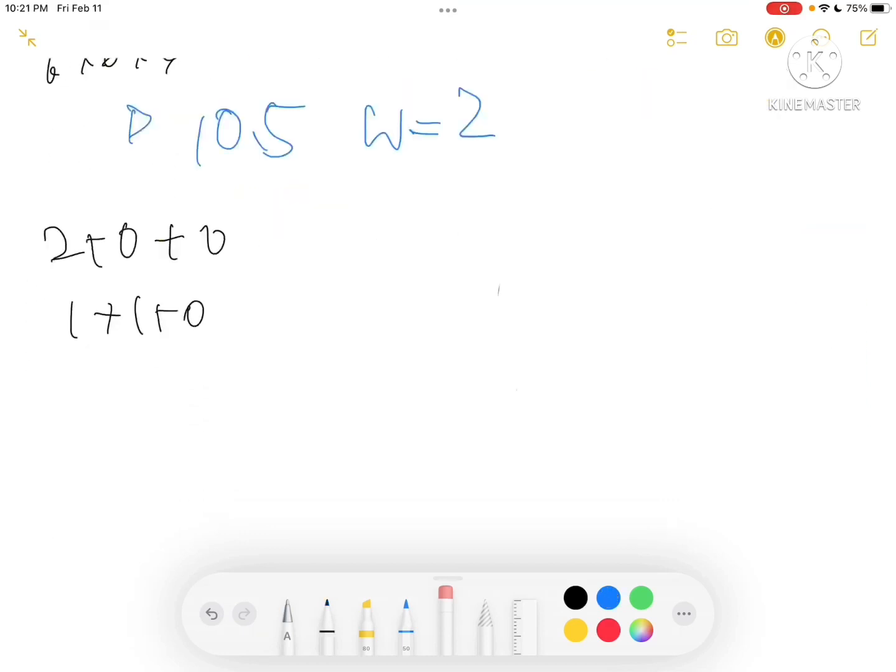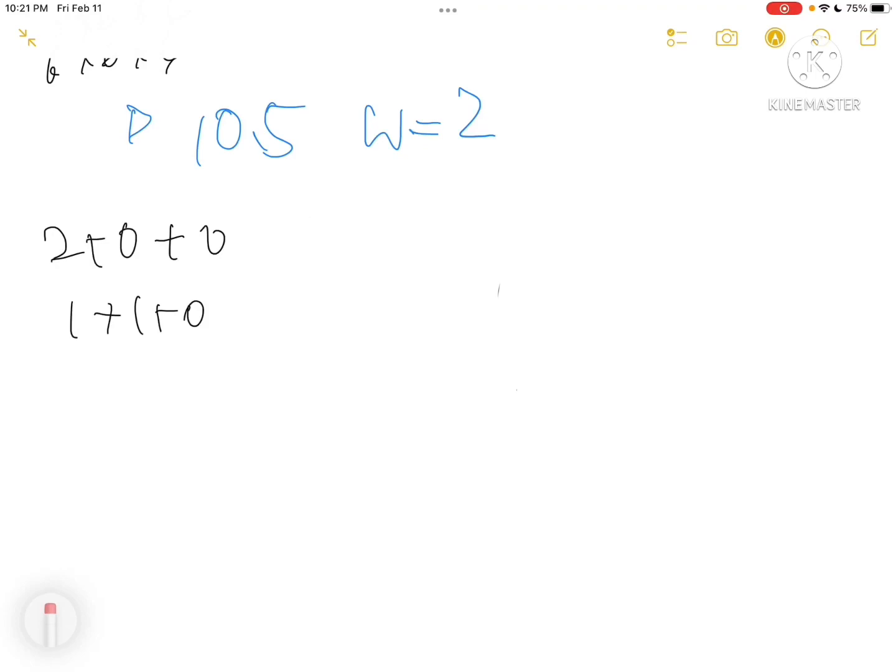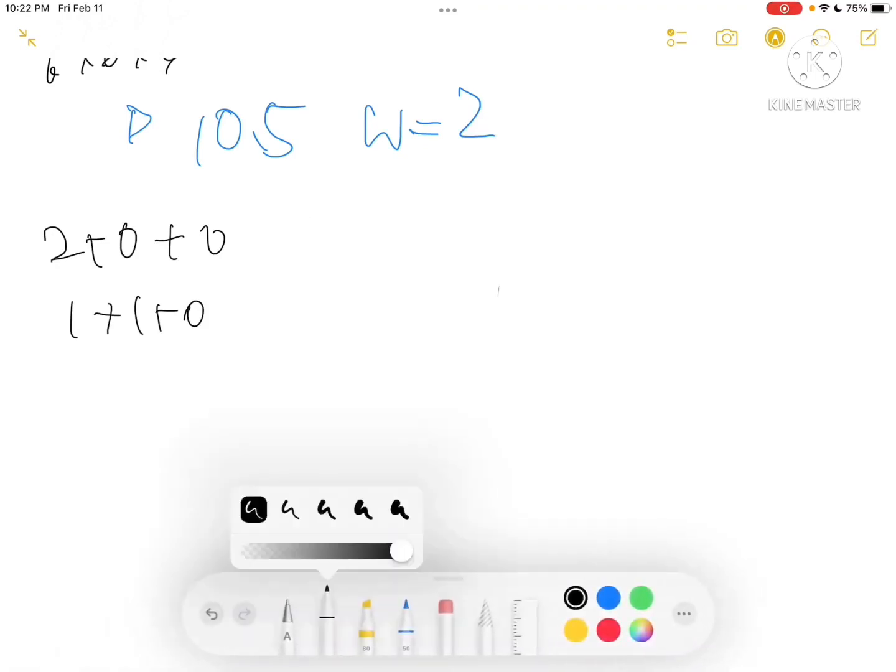Okay, and in this case, when w is equal to 2, there will be only 2 factors of 2. So either we can have 2 lots of 2 in the first number and no factors of 2 in the other two numbers. Or we can have one lot of 2 in the first one, one lot of 2 in the second, and no factors of 2 in the third one. So we can just analyze these types of numbers.